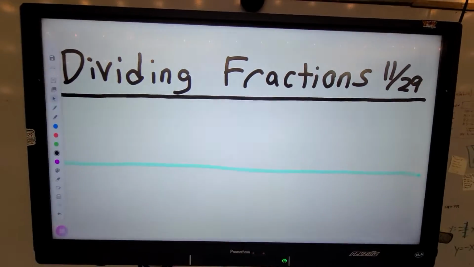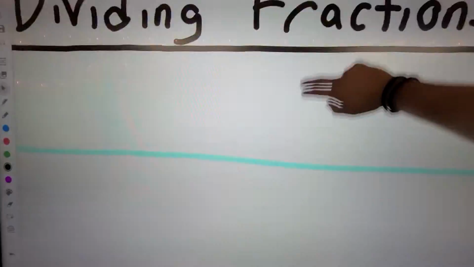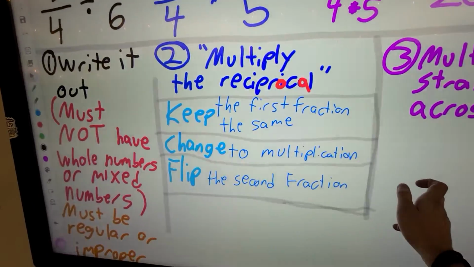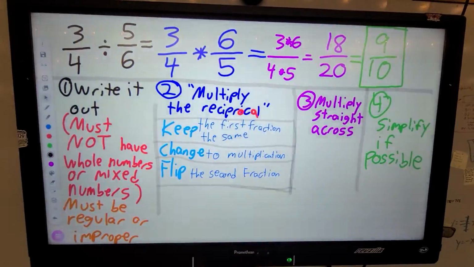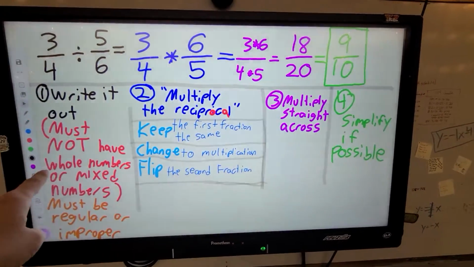Okay, here are our notes on dividing fractions from November 29th. So the first thing we did was we put up a big example with all of the steps underneath it. You can pause the video here to copy these notes if you need it, but essentially step one is always to write the problem out.